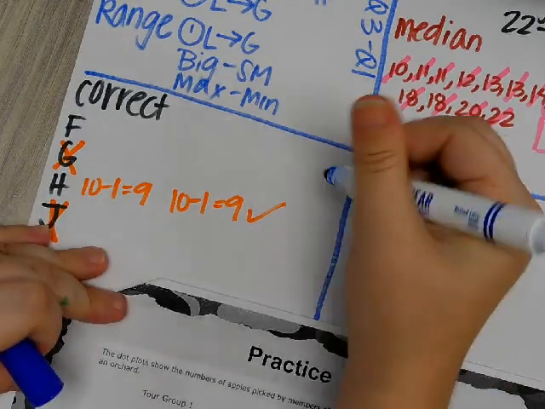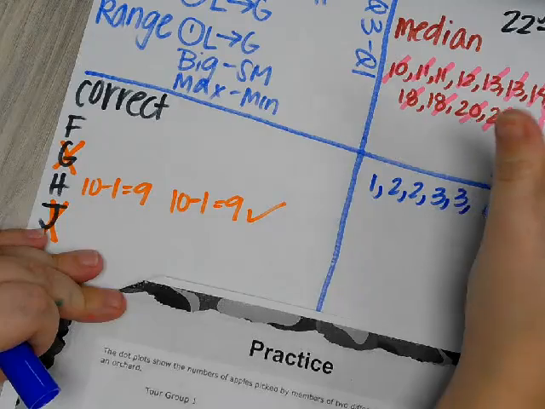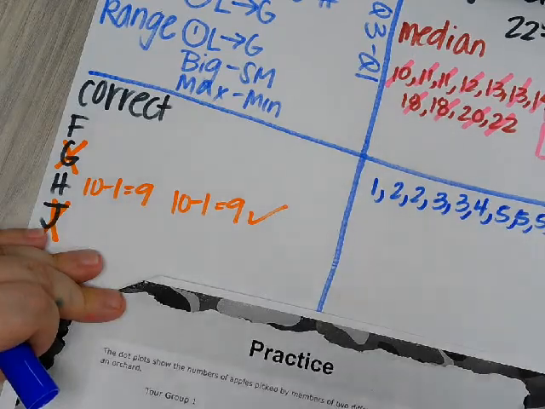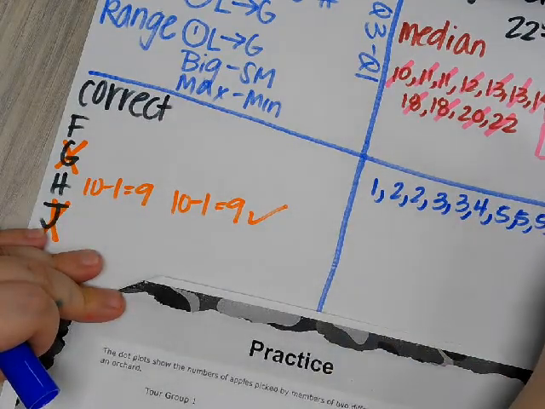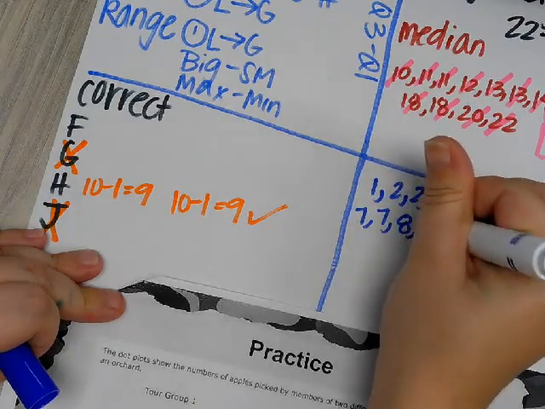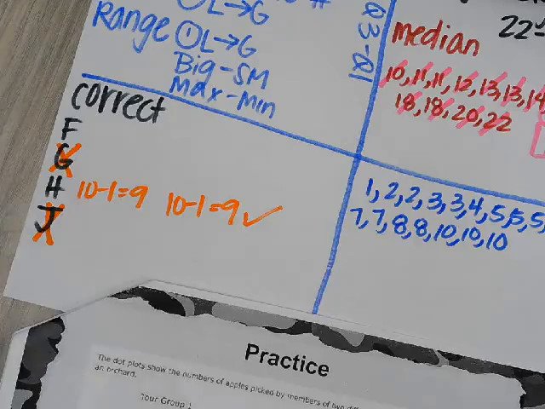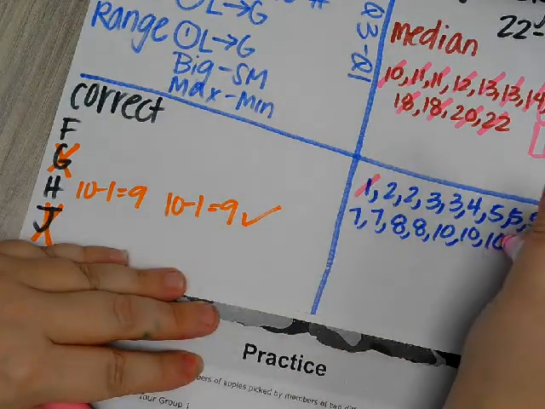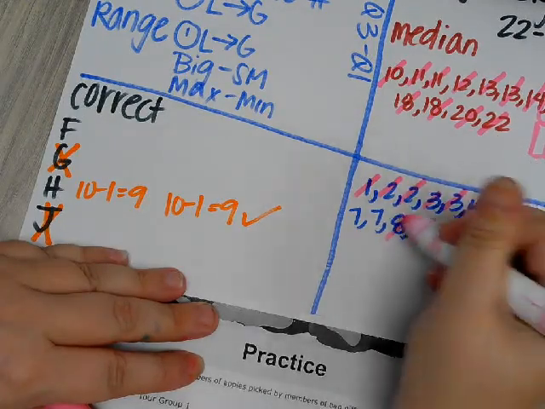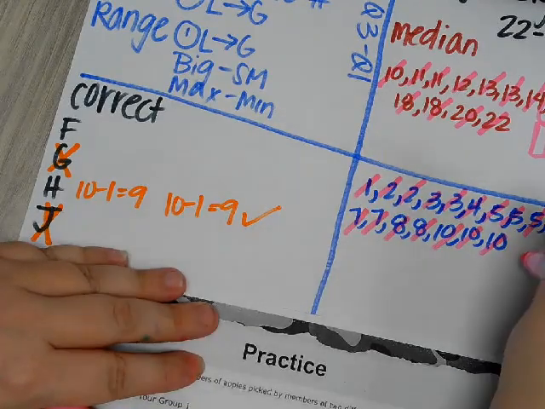all right, so for tour group 1, it's 1, 2, 2, 3, 3, 4. There are 4 5s, 3 6s, 2 7s, 2 8s, and 3 10s. Okay, so I'm going to find my middle. It'd be 5.5.